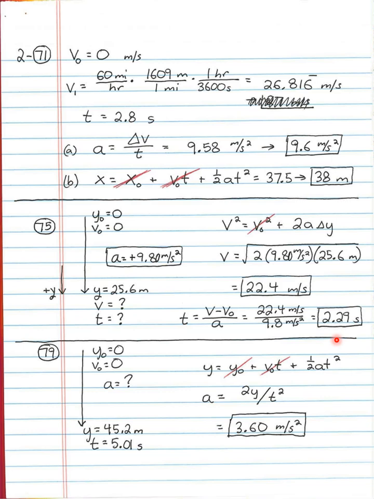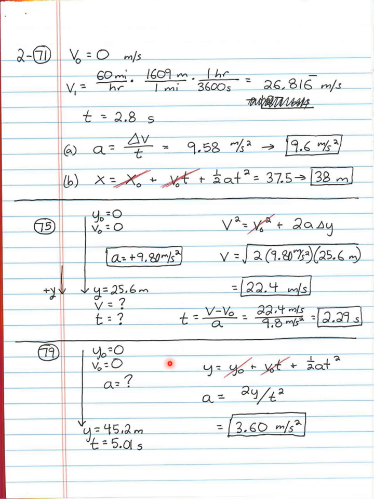Question number 79. The first astronaut to reach Mars decides to measure the gravitational acceleration by dropping a rock from a 45.2 meter high cliff. If the rock falls for 5.01 seconds, what is g on Mars? So it's a similar setup to the previous problem, number 75, although this time we don't know what acceleration is. That's what we want to solve.